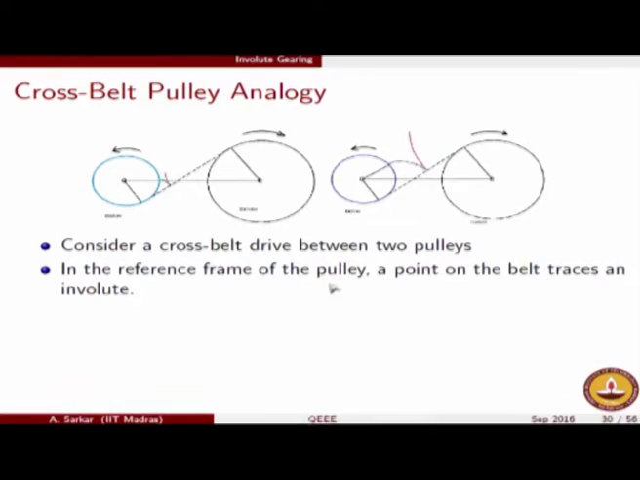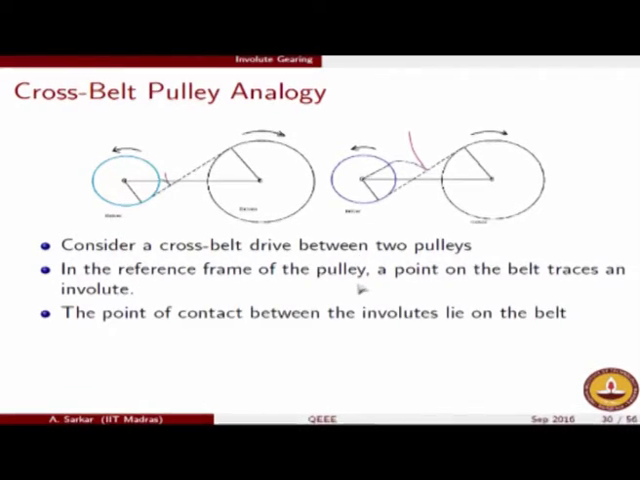In the reference frame of the pulley, a point on the belt traces an involute. Whether you consider the reference frame to be that fixed with the blue pulley or that fixed with the black one, in either case it is going to generate an involute. So the important inference therefore is that the point of contact between these two involute profiles is exactly lying on this cross belt, which is again the internal tangent to the two circles.